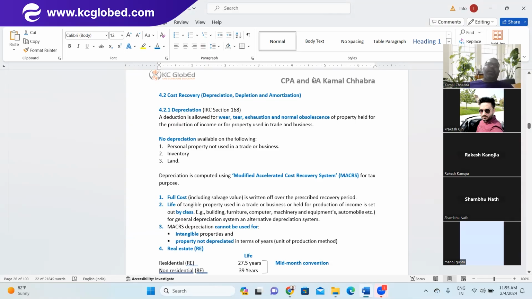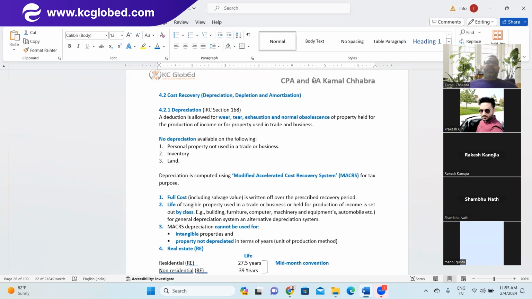Cost recovery includes depreciation, depletion and amortization, all three things, right? Depreciation is generally on plant, machinery and assets, which are tangible assets. Depletion is on natural resources, and amortization is for intangible property, right? These are the terminology used, we all know, right?